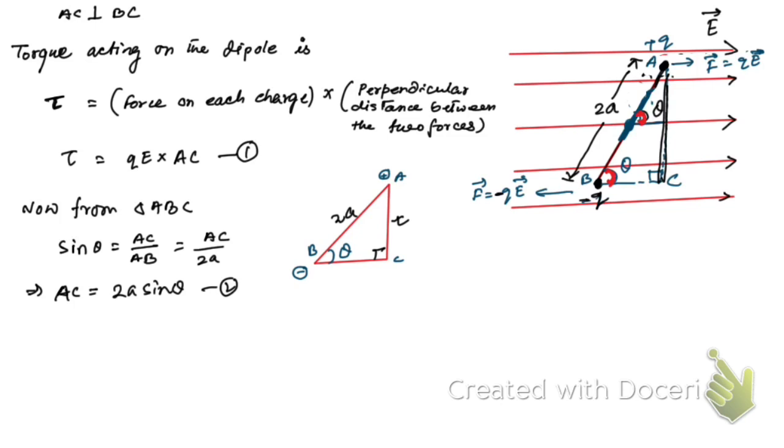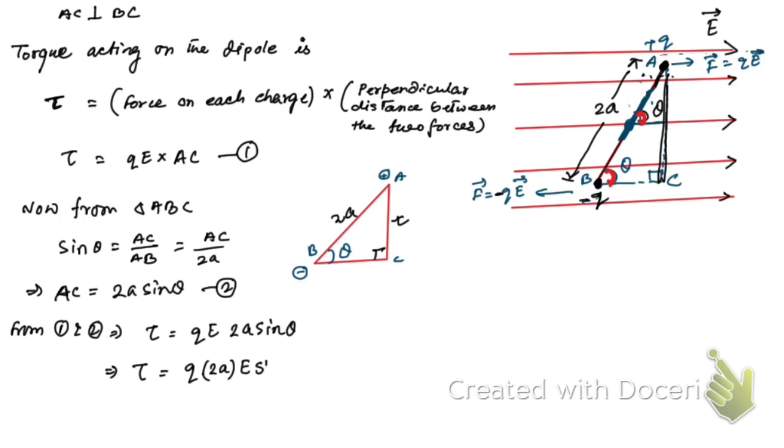So from 1 and 2, we're going to have torque tau equal to QE 2A sin theta, right? QE 2A sin theta. Now you see, torque is Q into 2A into E into sin theta.